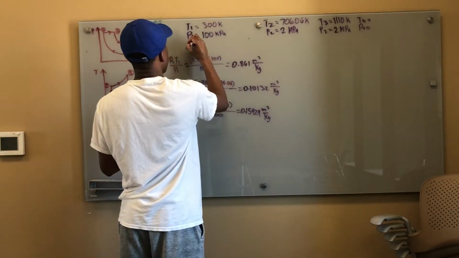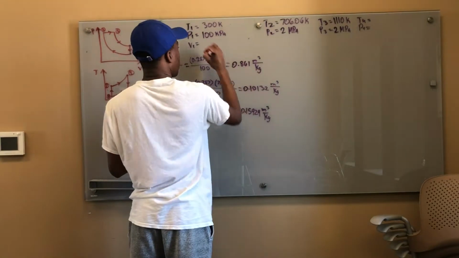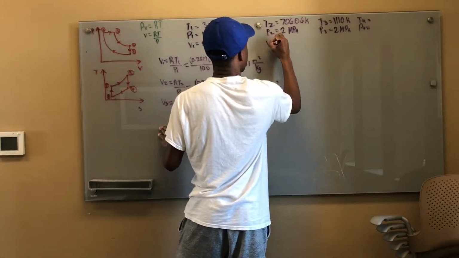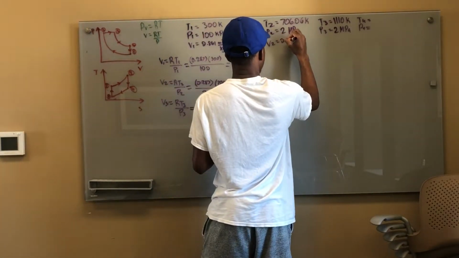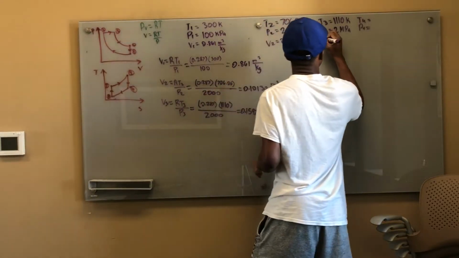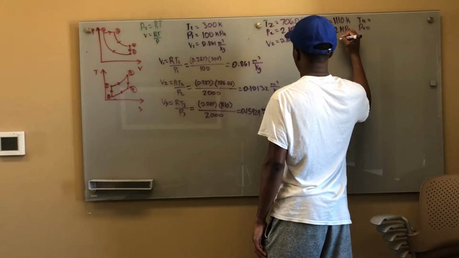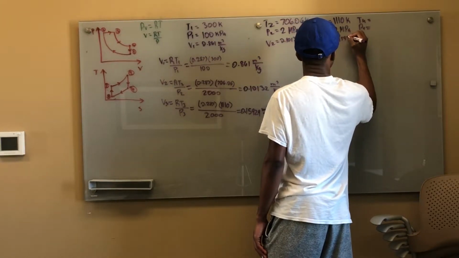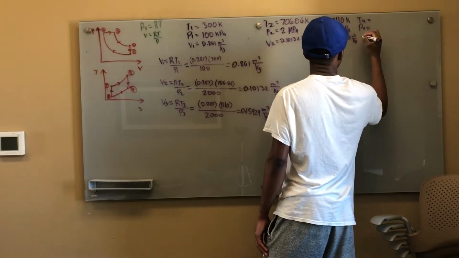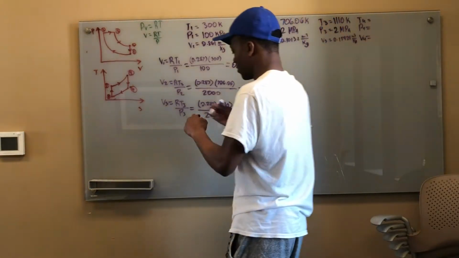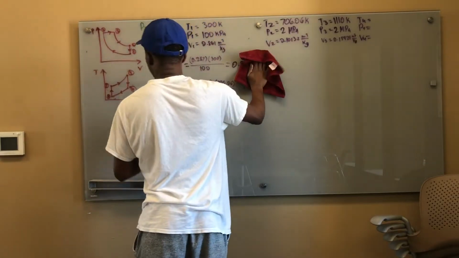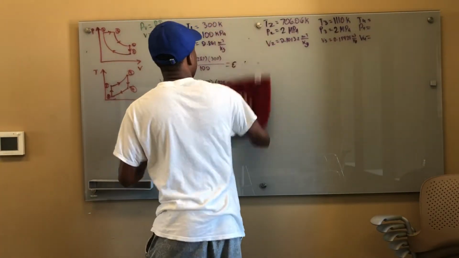Cool. So I'm gonna go ahead and write V1 equals, V2 equals, V3 equals. V4, I don't have. However, I know that V4 is equal to V1, because it's a constant volume.